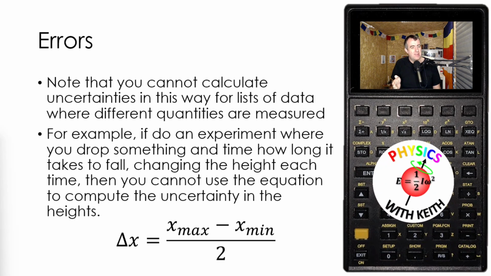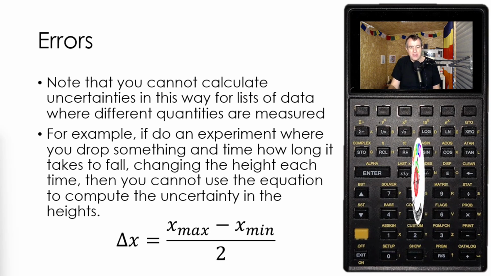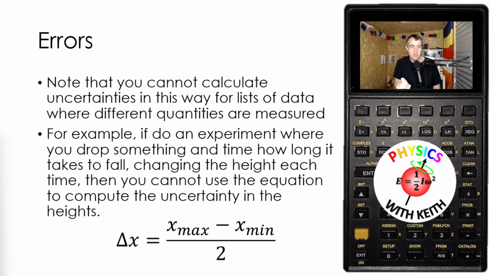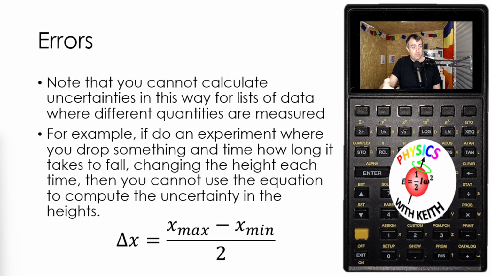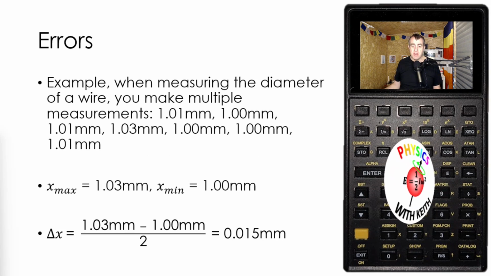That wouldn't make any sense, to get the maximum height I dropped it from and the minimum height I dropped it from. That's not what this is about. This is about uncertainties for a particular measurement that you will have repeated. Hopefully you'll have repeated it, but it's one particular quantity that we are measuring.